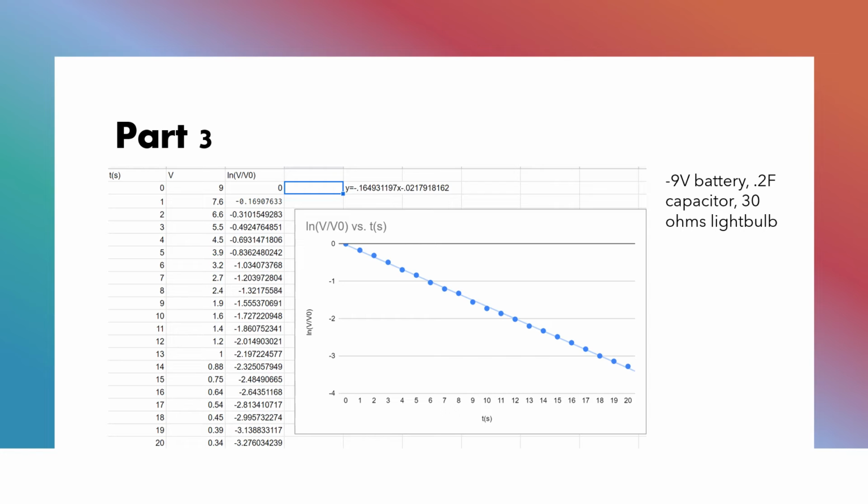Part 3 had the same setup as part 2, except with a 30 ohm light bulb and a voltmeter measuring the voltage across the capacitor. In this part, the capacitor was being discharged after being fully charged, over the course of 20 seconds, with a measurement of voltage being made every single second.